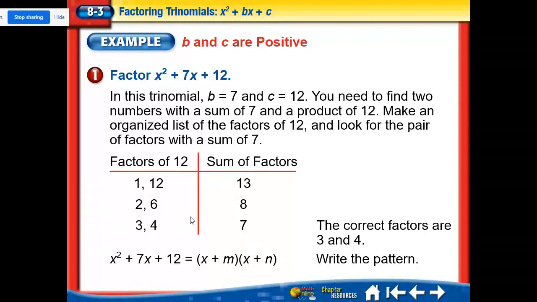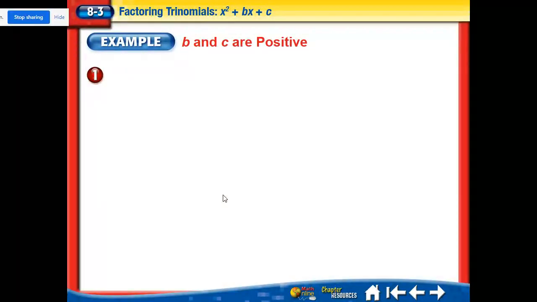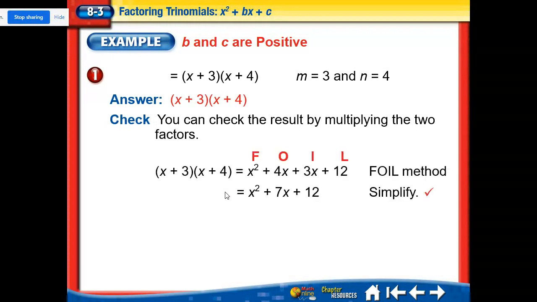Now, this chart helps. Again, just like writing the whole factor tree out, that helps. If you don't have to do it, it's not mandatory, but sometimes it helps just walking through. 1 times 12, 2 times 6, 3 times 4. All right, let's try another one.